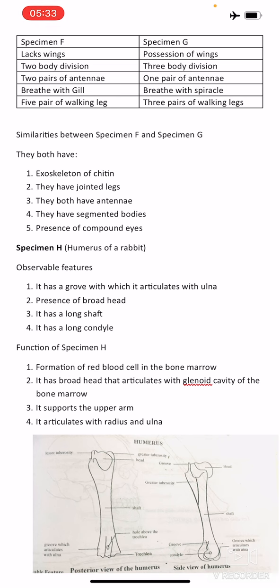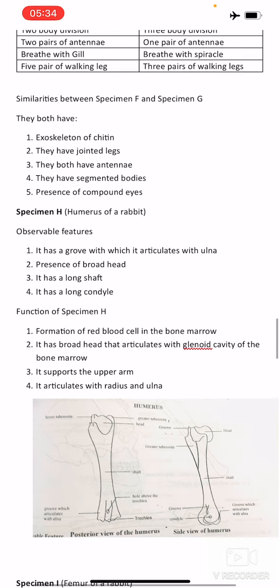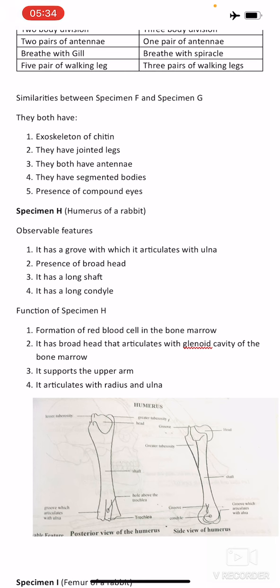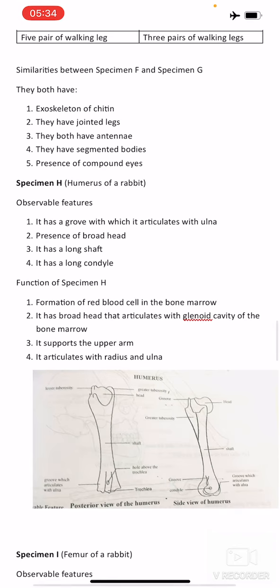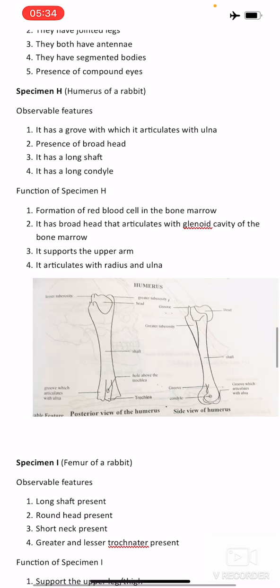Now specimen H. Specimen H, humerus of a rabbit. Look at the observable features. And now the function of specimen H. The first function of specimen H is that it helps in the formation of red blood cells in the bone marrow. Just look at the function of specimen H. The diagram is also there too.